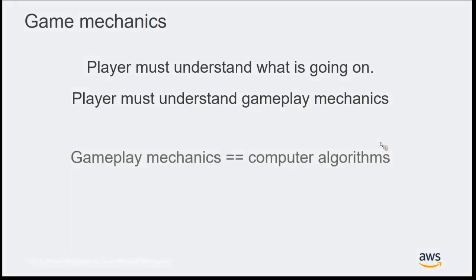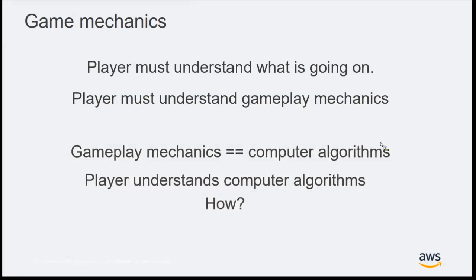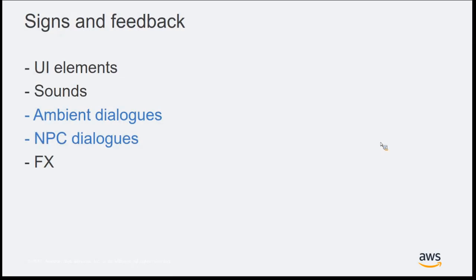But the gameplay mechanics are computer algorithms. So what we're saying is that the player must understand those computer algorithms. How? Through signs and feedback. There are many types of signs and feedback, such as UI elements, sounds, ambient dialogues, non-playable character dialogues, FX, and many more. Once again, highlighted in blue, those two are very tied to voices.